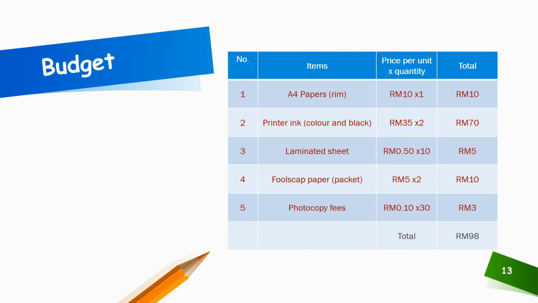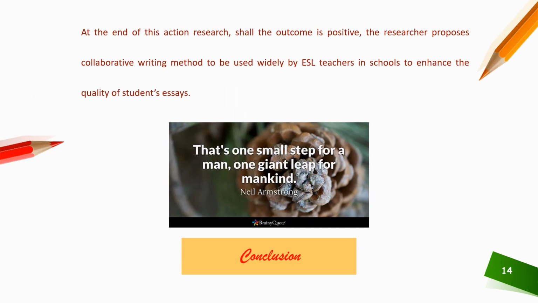So budget-wise, for this research, first I will need to buy A4 papers, printer color, laminated sheet, foolscap paper, and photocopy fees. And next, I have reached the conclusion of my presentation.